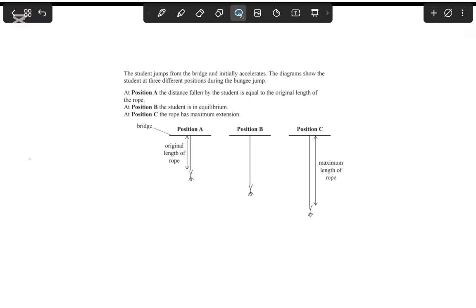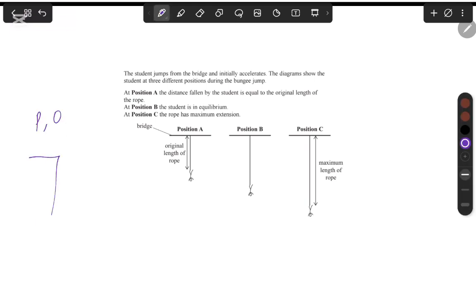Now just for context, I'm just going to tell you one more position. Let's call it position 0. The person is going to fall from here, and the resultant force is equal to ma. When he initially falls, the weight will be the resultant force, so mg is equal to ma.